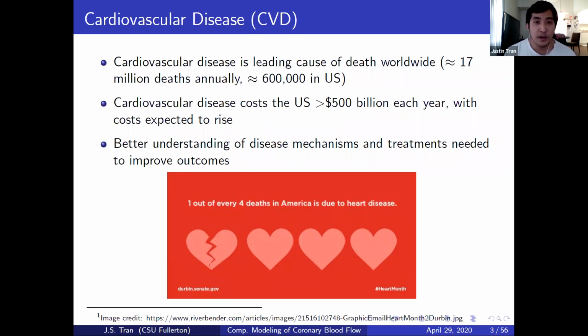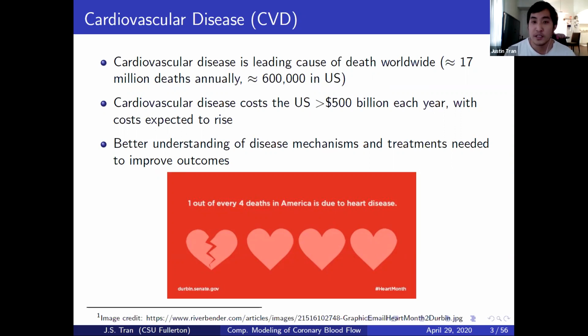Okay? So just in the cost of life, cardiovascular disease is still the leading cause of death worldwide. About 17 million deaths annually occur due to cardiovascular disease, and about 600,000 of these occur in the US. So it's not only the cost of life, but also financial costs are substantial. It's been estimated that treating cardiovascular disease costs the US about $500 billion. And that's not only hospitalization costs, but also the cost of lost productivity.